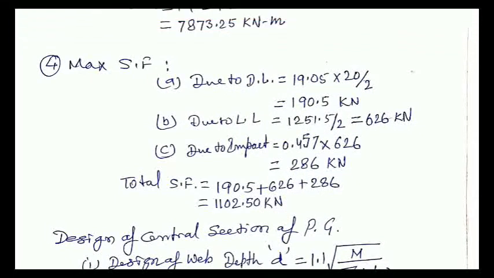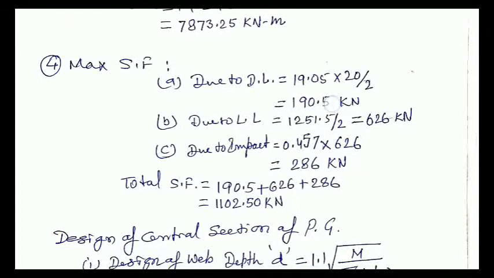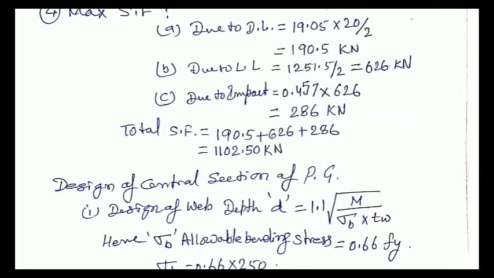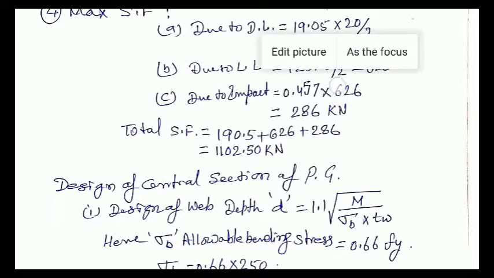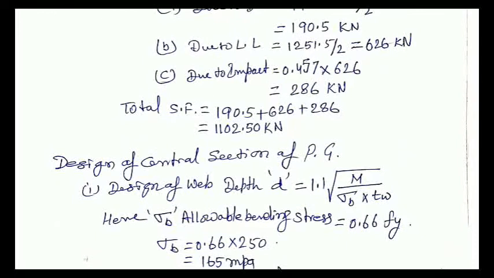First of all, maximum shear force due to dead load, you may find out: 19.05 into 20 divided by 2, it comes out to be 190.5 kilonewton. And for live load, because it is for both rails, on both supports, it comes out to be 1251.5 divided by 2, it comes out to be 626 kilonewton.